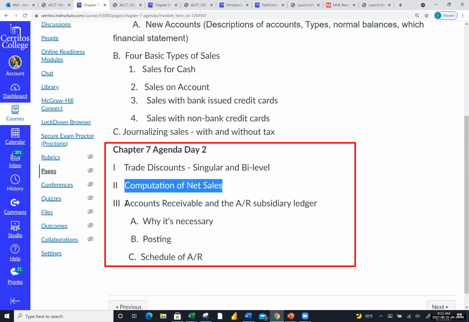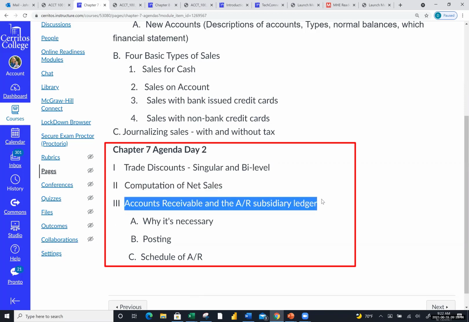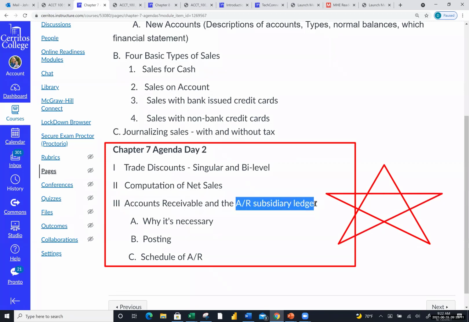But the major part that we're going to cover today is accounts receivable and this thing called the Accounts Receivable Subsidiary Ledger. This is the first subsidiary ledger that we will cover. Right off the bat, while we're looking at this agenda and some big new words, subsidiary is a fancy word for part. So a subsidiary ledger keeps the different parts for the whole controlling account called accounts receivable.